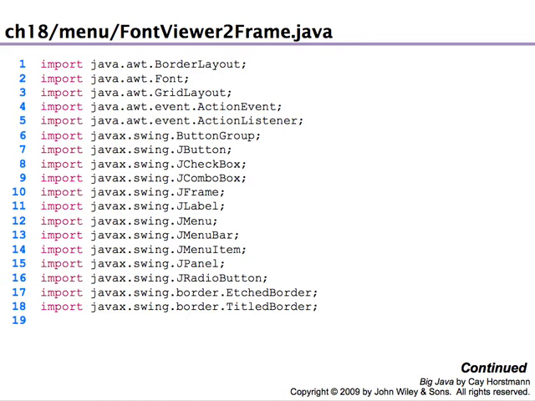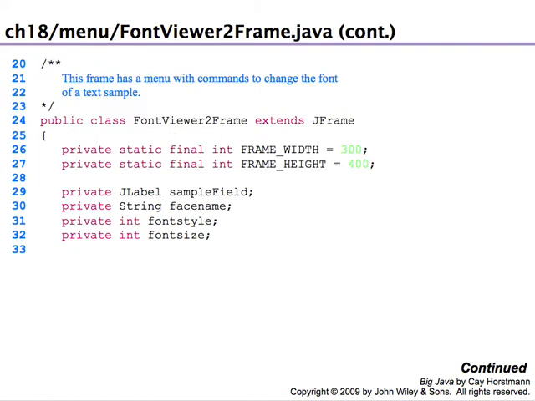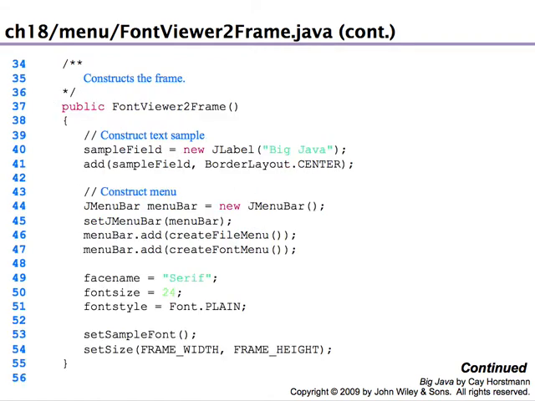Then you create your custom frame class or type that extends JFrame, and you use the constructor to lay out your user interface and define your listeners. So here is how the example goes. You create a label, put it in the center, same as the others.